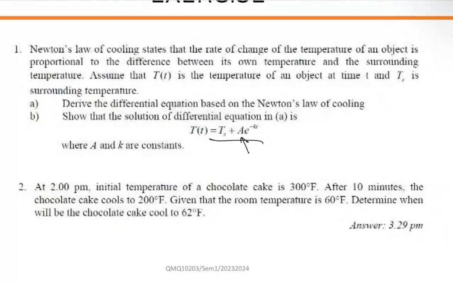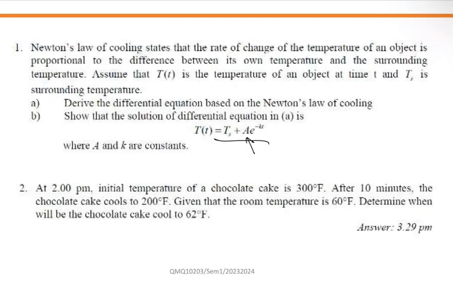Question number 2. At 2 p.m., the initial temperature of a chocolate cake is 300 degrees Fahrenheit. After 10 minutes, the chocolate cake cools to 200 degrees Fahrenheit. Given that the room temperature is 60 degrees Fahrenheit, determine when the chocolate cake will cool to 62 degrees Fahrenheit.